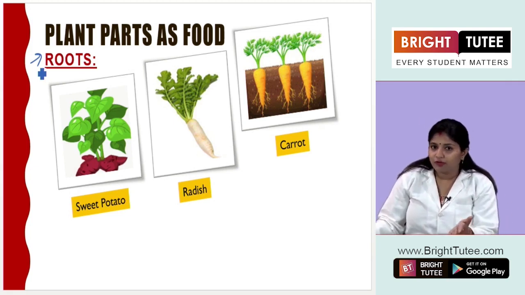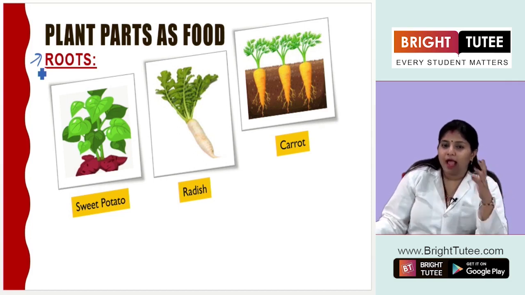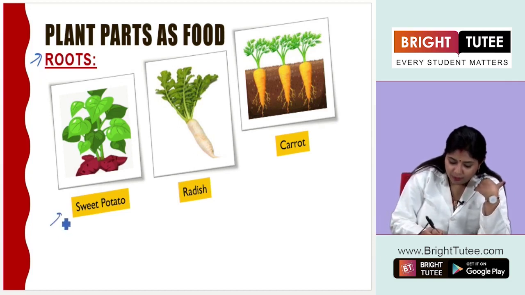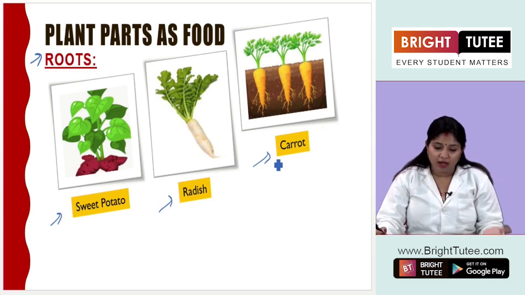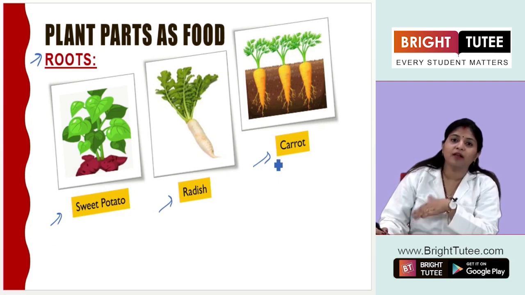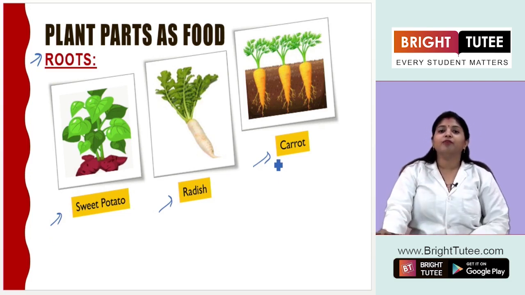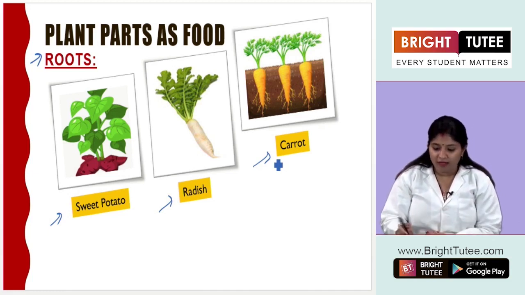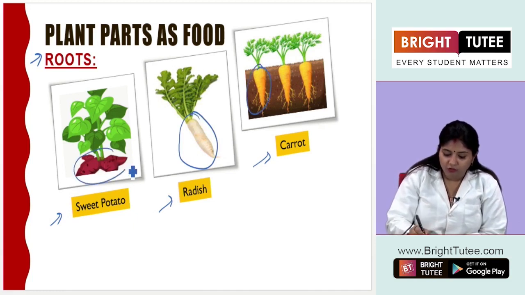So the roots are one of the very important parts of a plant, and the roots which are edible for us, which we can eat, are sweet potato, radish, carrot, and there are different other roots as well. How is it that we are able to eat the roots of these particular plants and not of the others? The reason is the food is stored. Whatever food is made by the plant is being stored in the roots. As you can see how thick this radish is, and the carrot and the sweet potato.